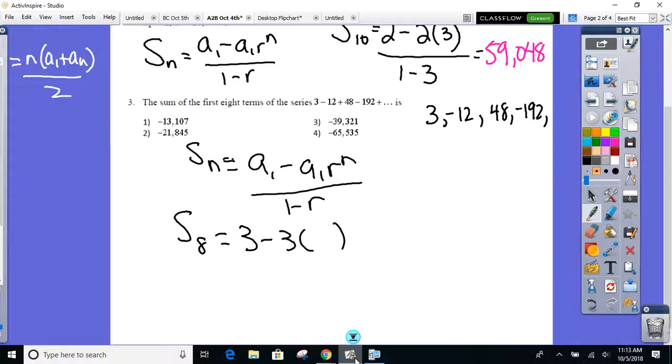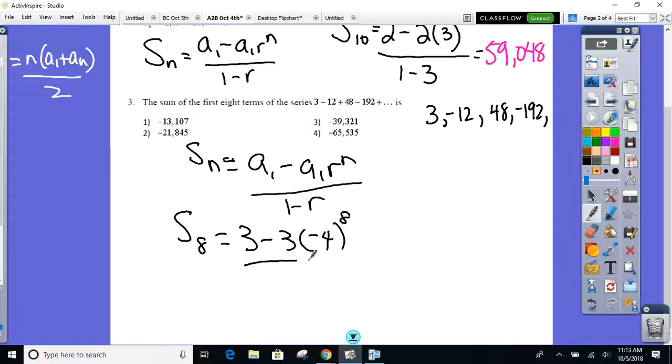Any ideas what the R value is? -4. Hey, you guys that were here yesterday, tell the people who weren't, if you're ever concerned what the R value is, what's the little trick I gave you? Take any random term in the sequence and do what with it? Divide it by the previous. That will always give you the R value. Take any term in the sequence, divide it by the previous. You got your R value.